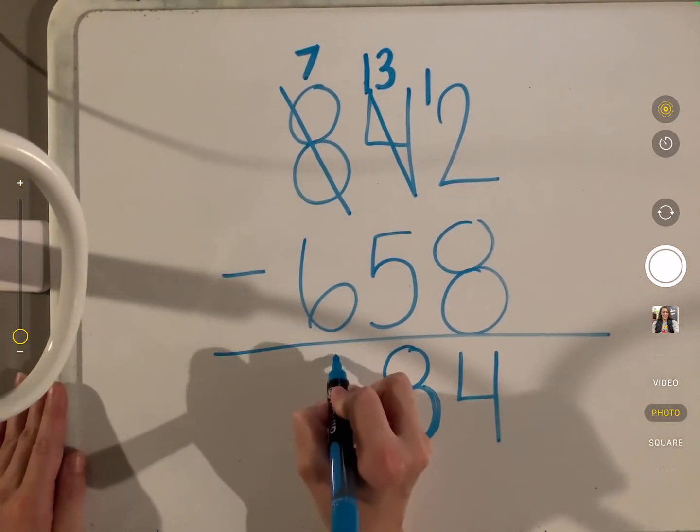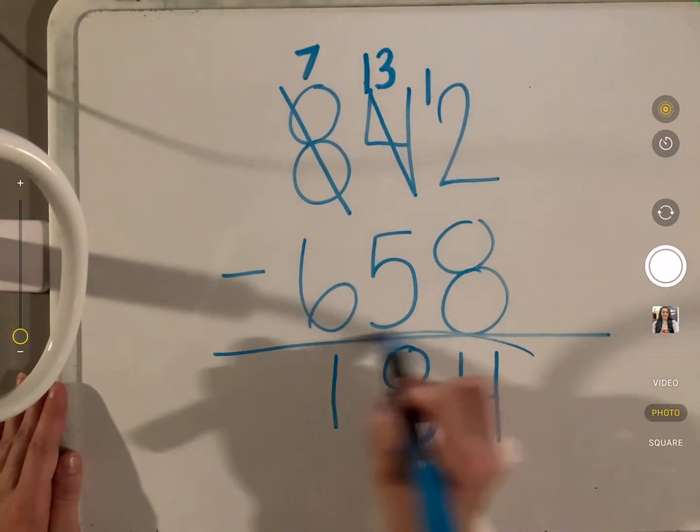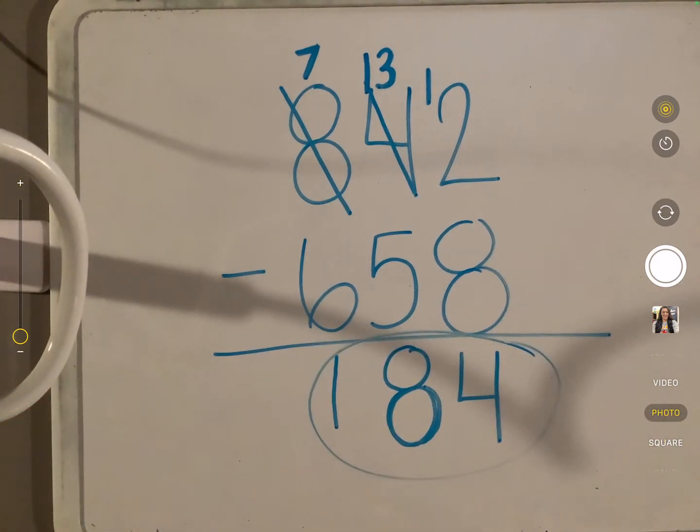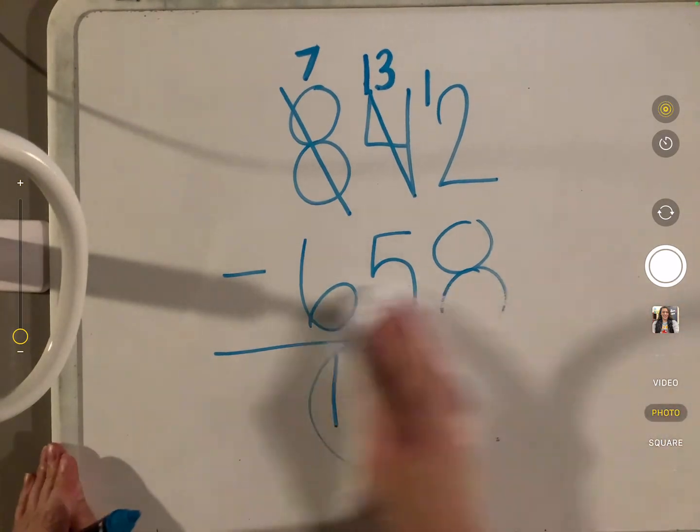So then you have 1. And then you're going to circle your answer because you should have gotten 184. All right? So let's do another one.